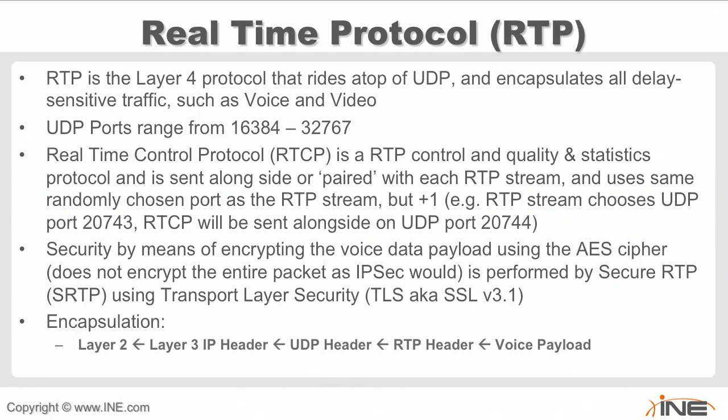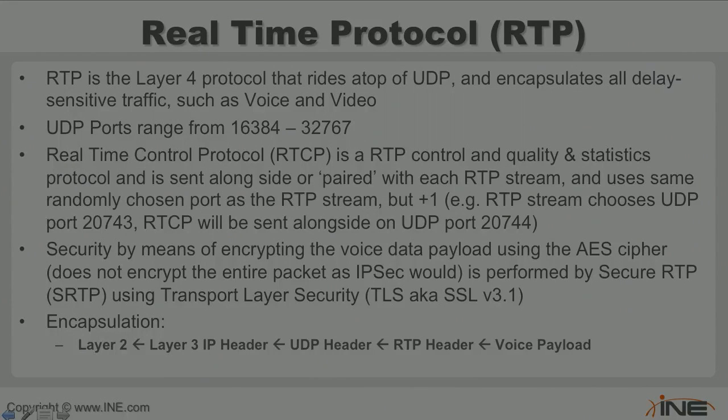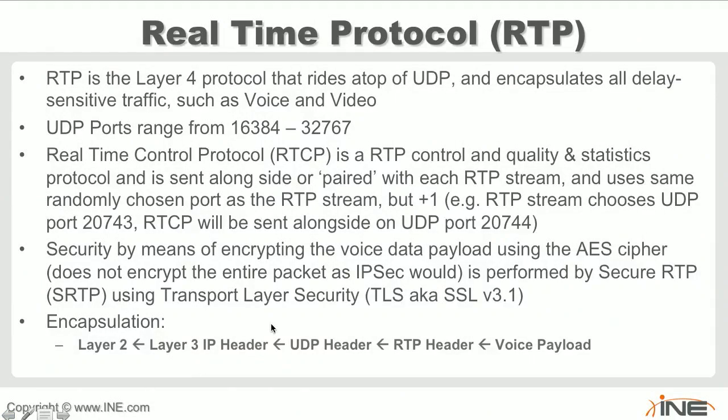And so let's just take a look real quick here at how the encapsulation would look. So from the right, we've got our voice payload, and that voice payload is going to go into the RTP, or have an RTP header attached. Then we're going to attach a UDP header, and then we're going to attach our layer 3 header, which is our IP header, and then we're going to put that into our layer 2.